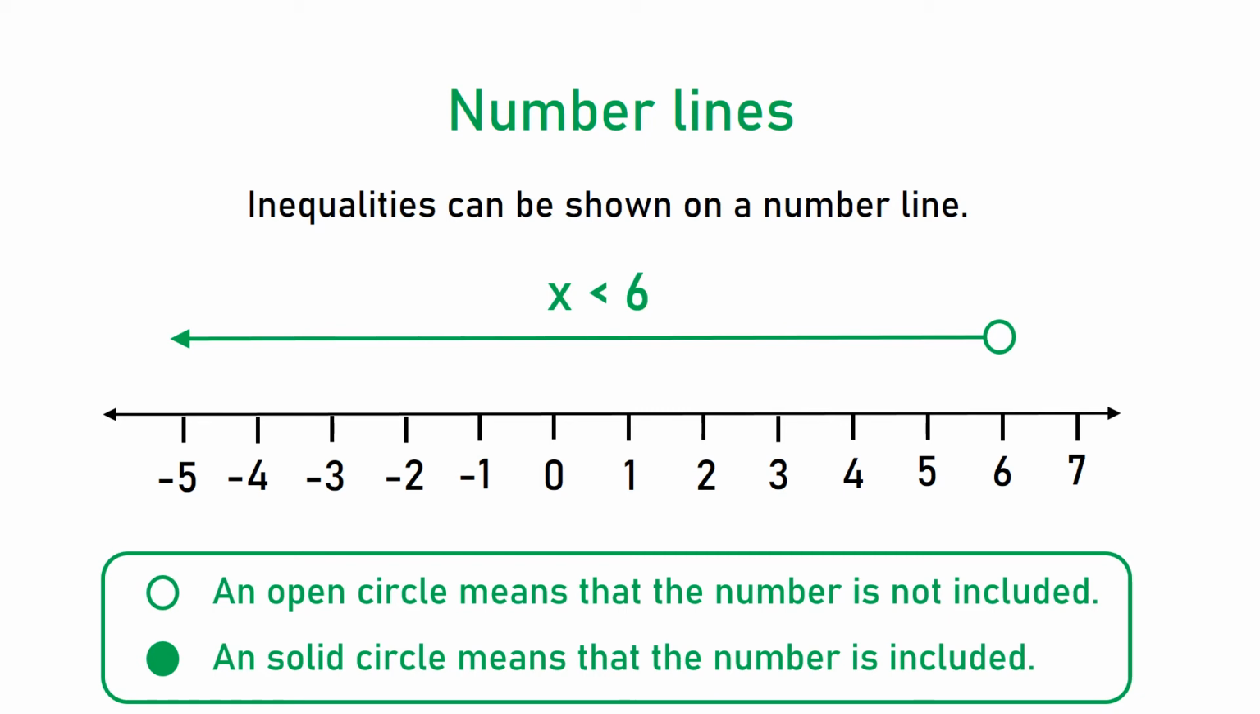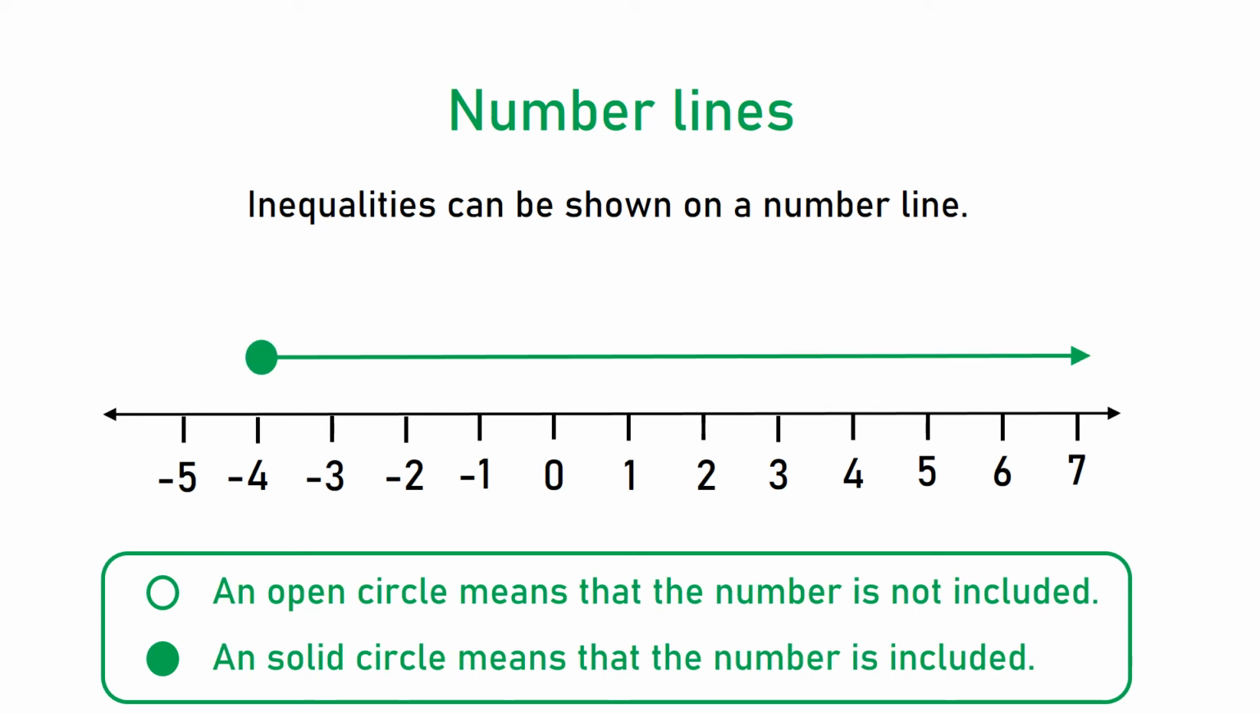And because the arrow carries on to the left, it means that x can be any number that is less than 6. This next one is going the other way. The arrow is going to the right. So in this one, it means x can be any number bigger than or including minus 4, because the circle is solid.